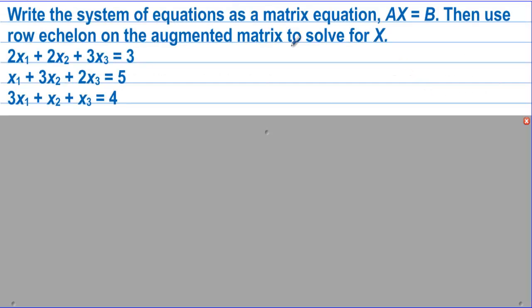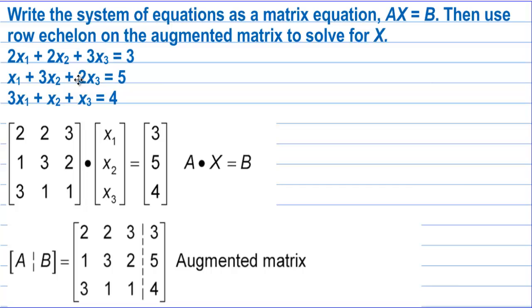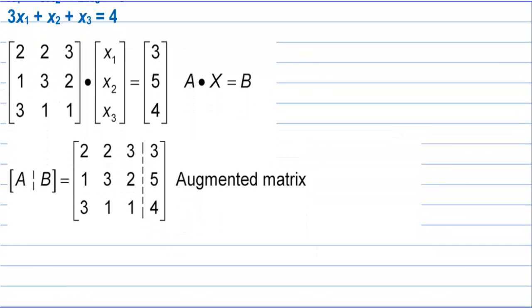Write the system of equations as a matrix equation, AX equals B, then use row echelon on the augmented matrix to solve for X. We have the system of equations, and we can solve this by turning it into a matrix equation. We have a 3 by 3 matrix, which is the coefficients of all of the variables, times x1, x2, and x3. And think about how we'd multiply this. We would take row 1 times column 1, which would be 2x1 right there, plus 2x2 plus 3x3, and that is equal to 3. Well, we could multiply the rest, and we would end up getting right back to all these equations.